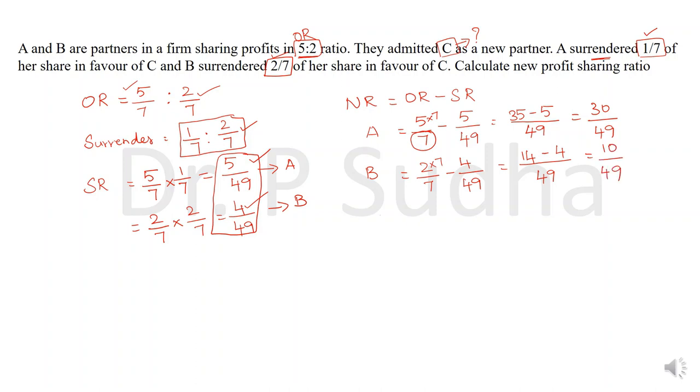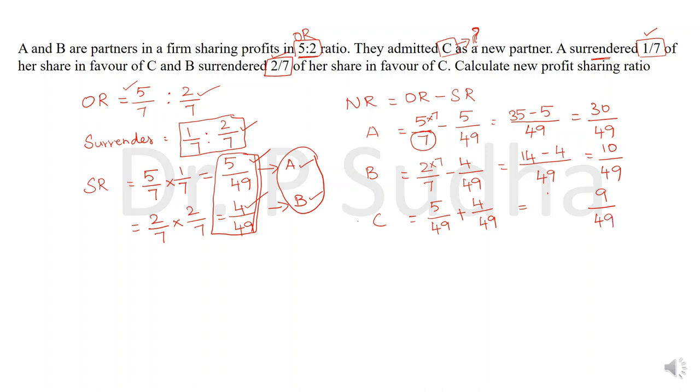Now C. Unlike the previous questions, in this question, share of C is not given. So we have to calculate, take the sacrificing ratio, how much A is sacrificing and how much B is sacrificing. Totally, the sacrifice of A and B goes to C. So 5 by 49, A is sacrificing. B is sacrificing 4 by 49. So totally, A plus B is taken by C. So 5 plus 4 will give you 9 divided by 49.